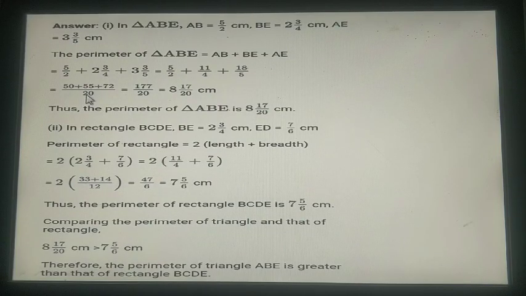Next, plus 20 divided by 4 is 5. 5 into the numerator, 11 is giving us 55. 20 divided by 5 is 4. 4 multiplied by the numerator, 18 is giving us 72.